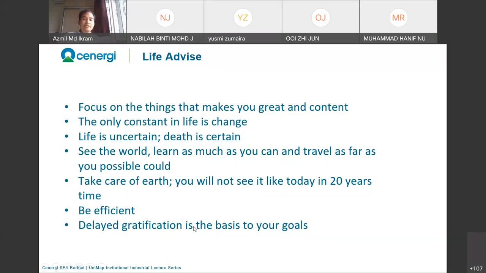Yes, delayed gratification is the basis to your goals. So sometimes don't splurge. Don't go with that particular drink, the expensive one, or the good view. You might be on the hustle, you might be on the ground, you might be in the mud. You might be in very deep mud. You can't see the sun, sometimes like that. But you know where you are and you know where you're going. So you stick to it.